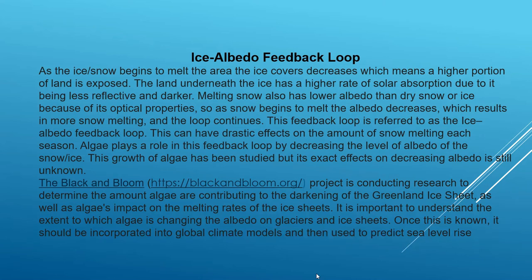Algae plays a role in this feedback loop by decreasing the level of albedo of the snow and ice. This growth of algae has been studied, but its exact effect on decreasing albedo is still unknown. The Black and Bloom project, and there's your website, blackandbloom.org, Black and Bloom is all one word, lowercase, is conducting research to determine the amount algae are contributing to the darkening of the Greenland ice sheet, as well as the algae's impact on the melting rates of the ice sheet.